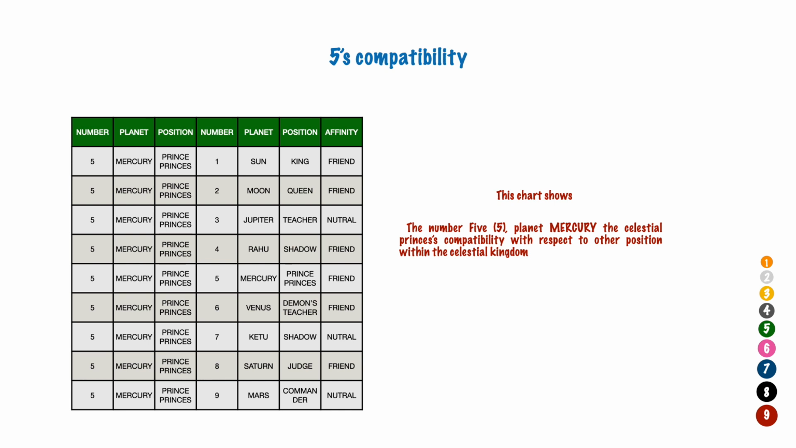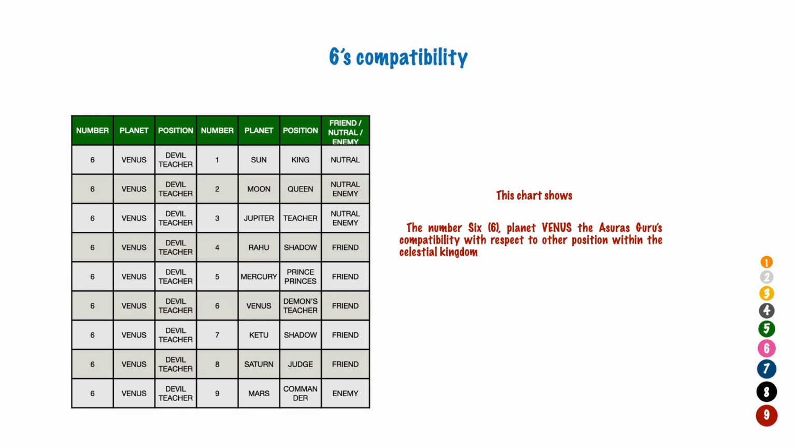Number 5, Mercury, prince or princess, with number 6, Venus, demon's teacher, they are also friend. Number 5 Mercury with number 7, Ketu, shadow person, they are neutral. Number 5 Mercury with number 8, Saturn or judge, they are also friend. Number 5 Mercury with number 9, Mars, commander in chief, they are neutral.